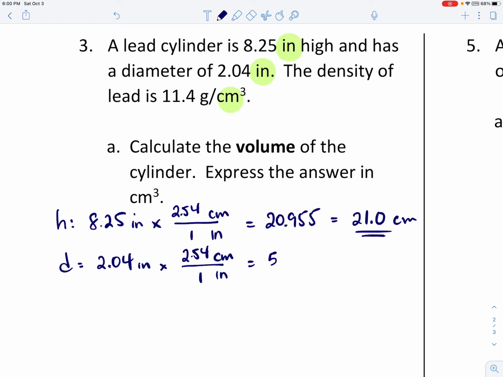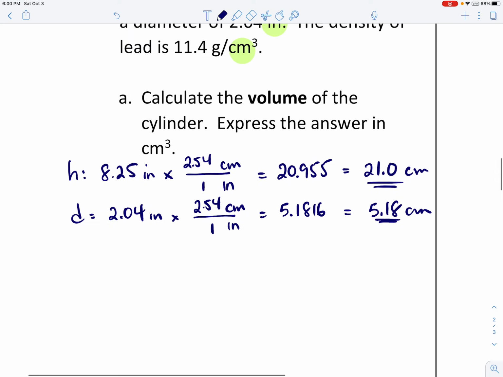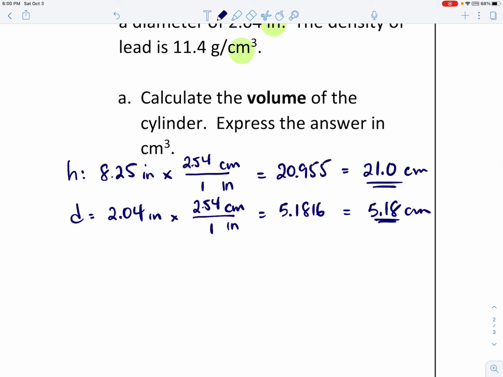2.04 times 2.54, the calculator says 5.1816. We can only keep 3 significant digits, so we'll call it 5.18 centimeters. Now we know the height and the diameter in centimeters. The formula for volume of the cylinder, though, we don't use the diameter, we use the radius. So let's calculate the radius.